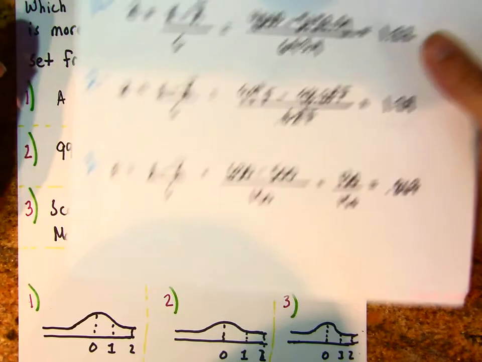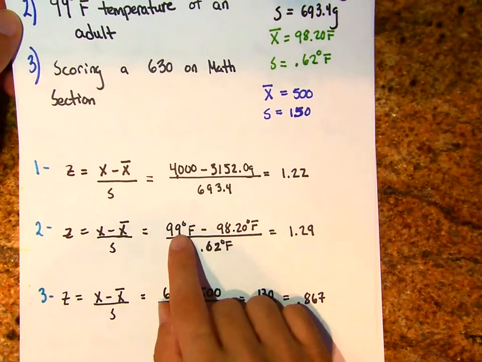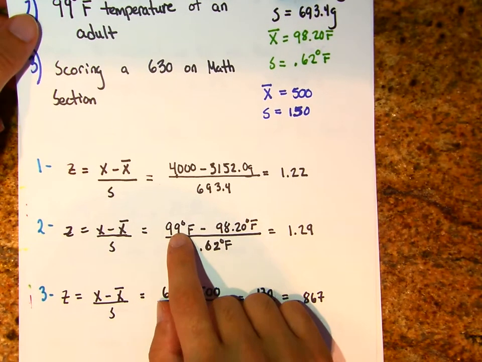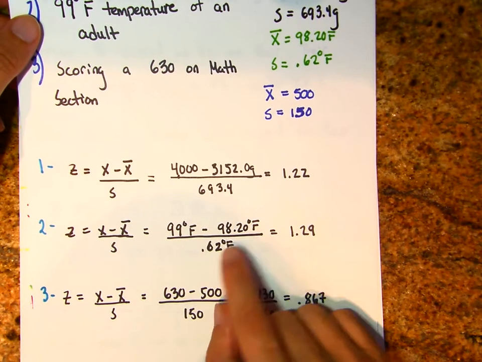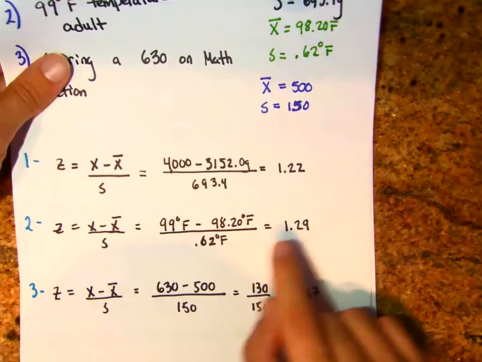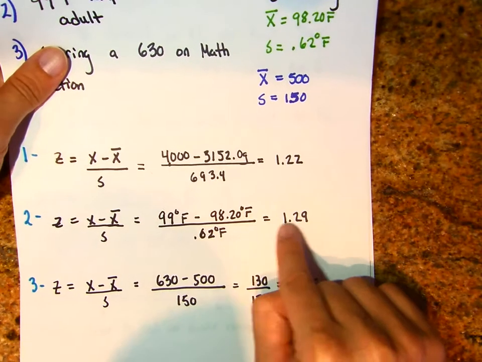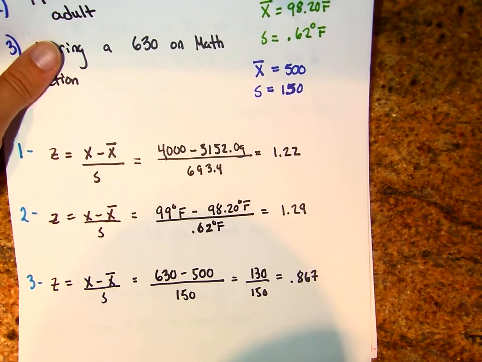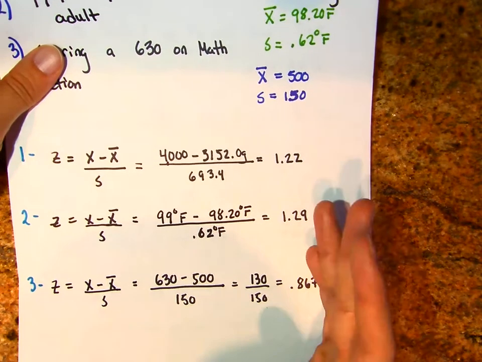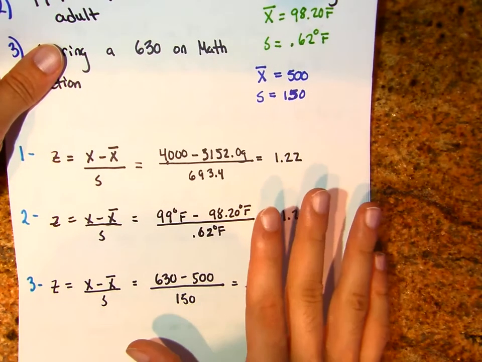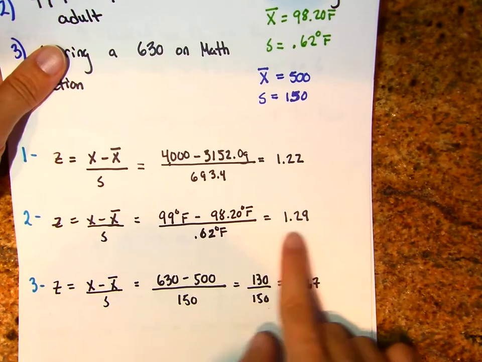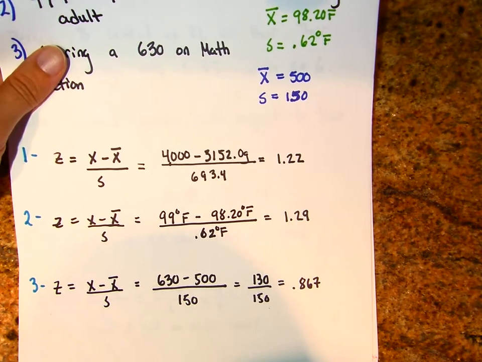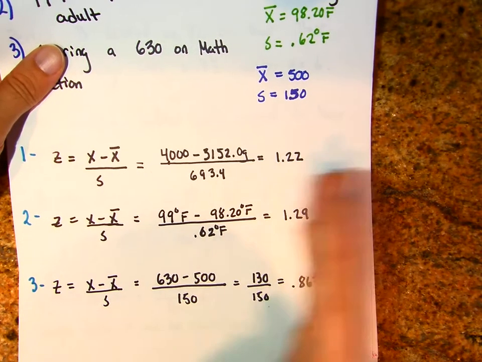Similarly, for the next example, for the adult temperature with the 99, subtracted from the mean and divided by the standard deviation, we get a Z value of 1.29. And here we get a Z value of 0.867. So which is more extreme relative to the mean? It will be this one, because it has the higher Z-score. It's farther away from the mean.